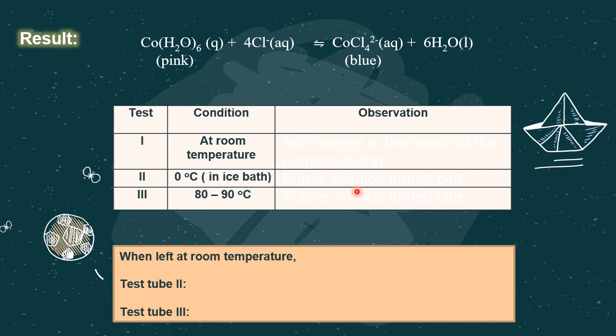Okay, then you have to take out test tubes 2 and 3 at room temperature after you finish part 1. So for part 2, you have to take out test tube 2 and test tube 3, put them at room temperature, and observe again what the changes are for them.